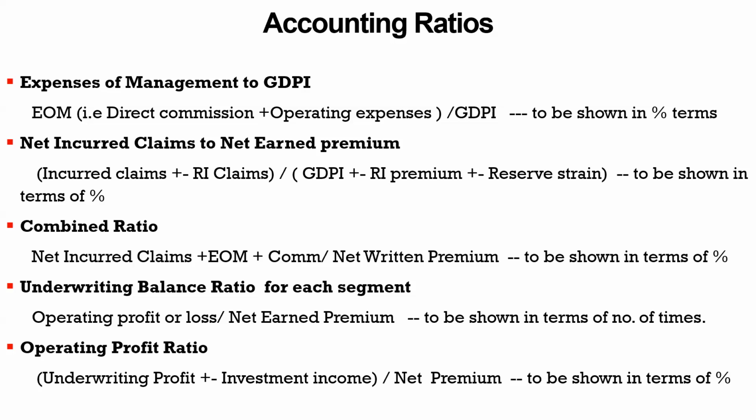Underwriting balance ratio. Underwriting balance means underwriting profit, operating profit. So what is the operating profit divided by net earned premium? That is underwriting balance. For each segment, suppose we take fire, marine, whatever, any segment, what is the operating profit for the segment divided by the premium? That is underwriting balance ratio. Operating profit ratio means underwriting profit plus minus investment income adjustment divided by net premium. See, this is tricky. In underwriting balance ratio, there is net earned premium, but in operating profit ratio, there is net premium.